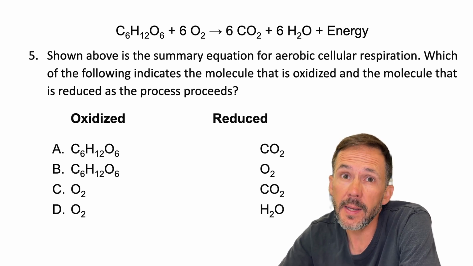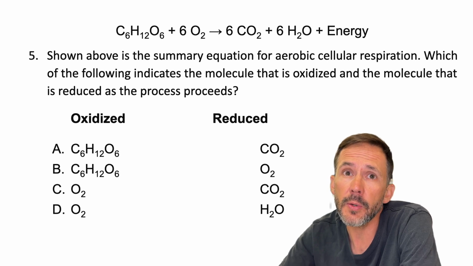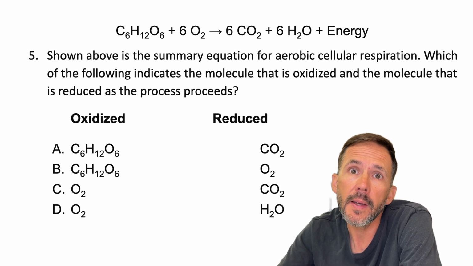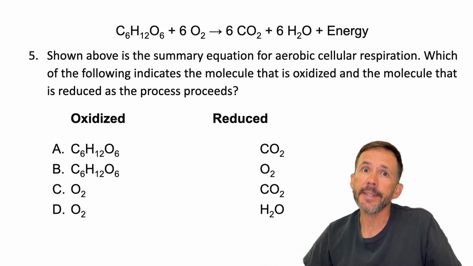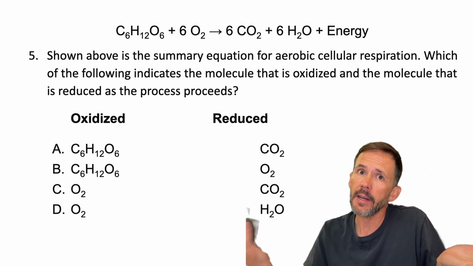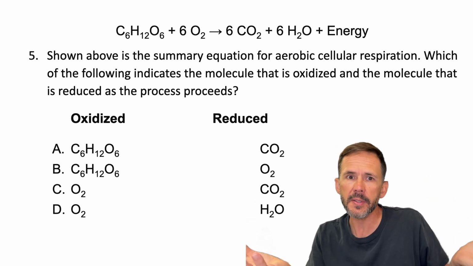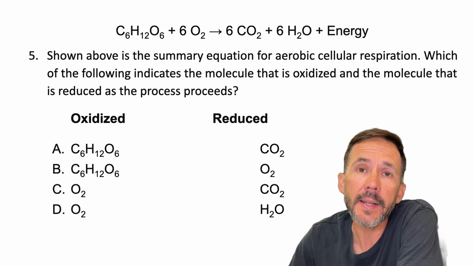The answer here is B. So sugar is getting oxidized with cellular respiration, right? That's what's getting broken down. And with redox reactions, if something's getting oxidized, something's getting reduced. So here, the partner in this equation is oxygen. That's getting reduced.